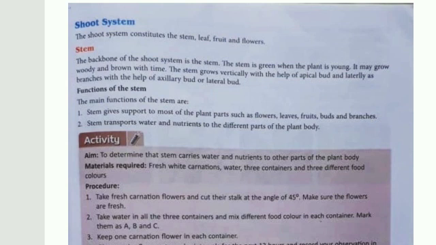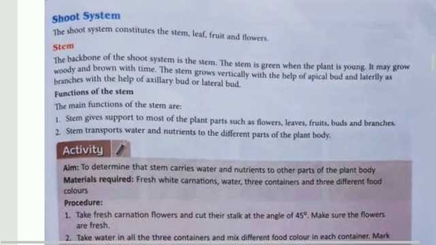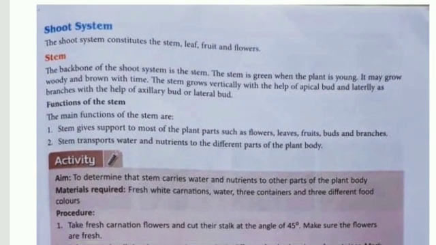Stem is the backbone of the plant. Just like us, we have our backbone. Just like that, stem is the backbone of the plant. Stem is green when it is young, and when it grows, it becomes hard, woody and brown.